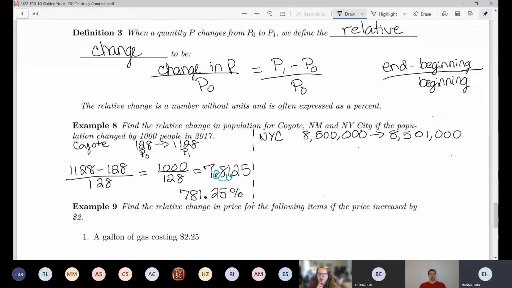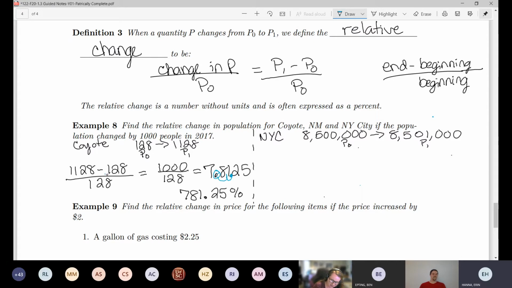So if we want to calculate the relative change here, again this is our starting point, this is our ending point. Oh no, do not do that. Okay, so sorry.